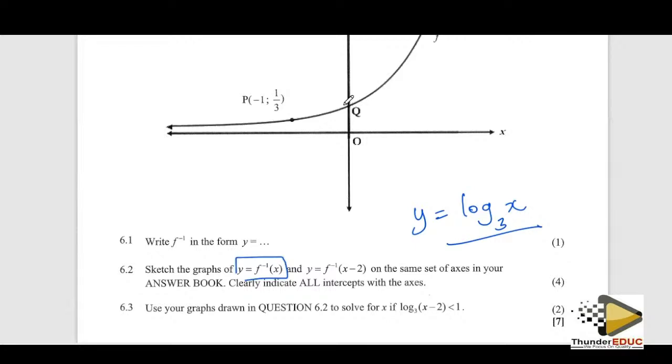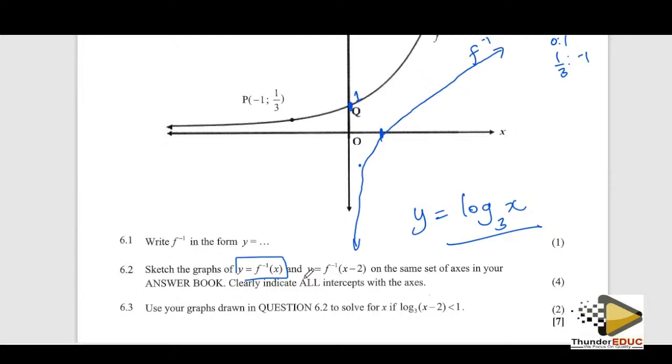So we know that point Q is at 1, so that point is like (0, 1). When I switch it, it's going to be (1, 0). This point P is going to be (1 over 3, negative 1). So 1 over 3 somewhere, and negative 1 is below. So the inverse is just going to be something like that. Okay, I'll call that F inverse.